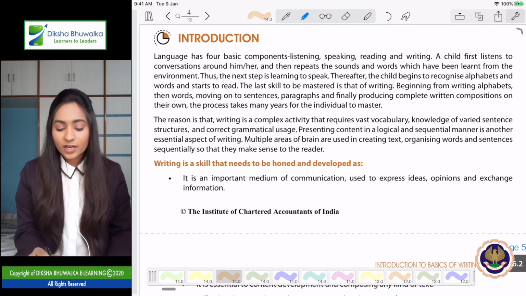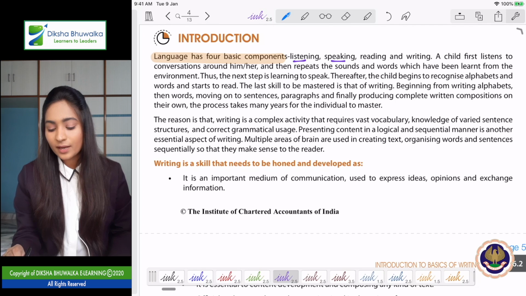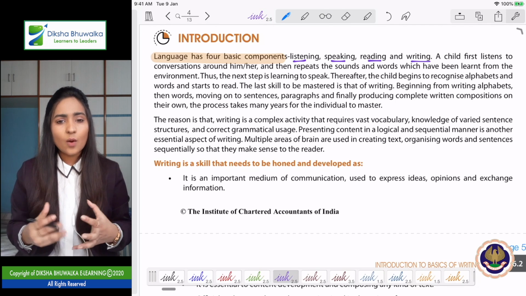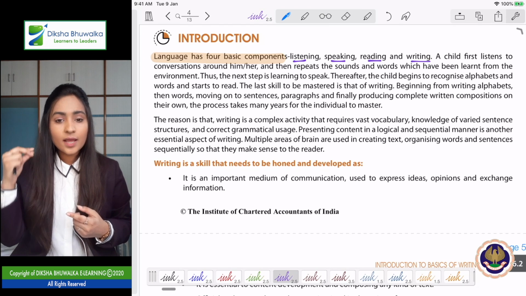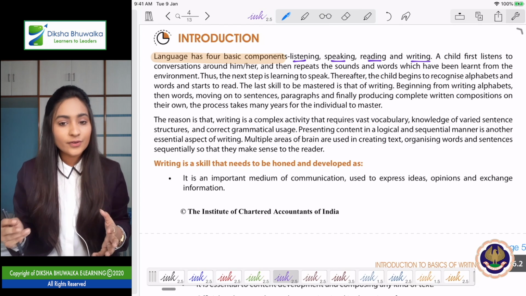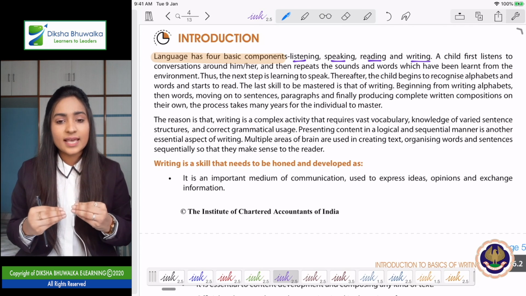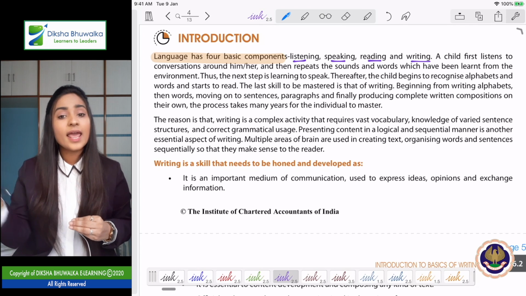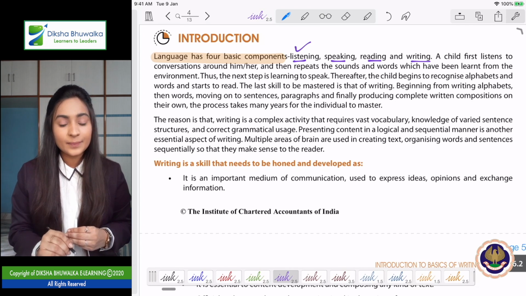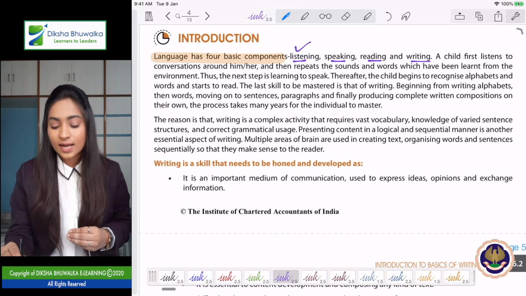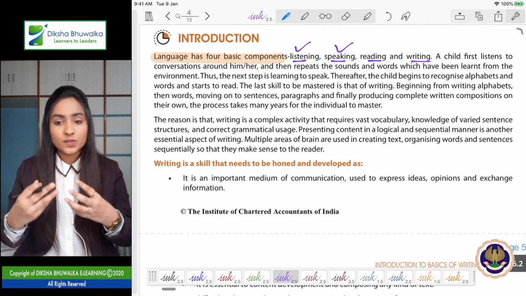Now come to the introduction. Language has 4 basic components: listening, speaking, reading and writing. Now when a child is born, he is an infant. He can only hear. He cannot speak, he cannot write, he cannot read. He can just hear whatever his mother says, his brother says, his father says. He hears and he tries to speak. So first of all, he starts listening. Then slowly he starts speaking as well. He says ma, papa. He starts saying those words.